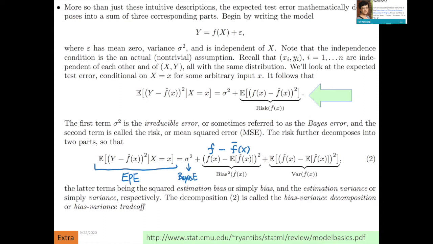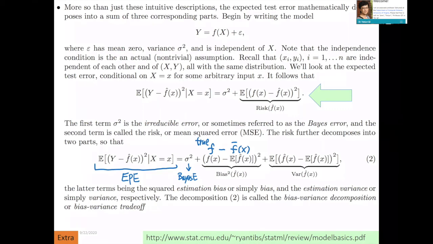So think about the semantics. F is my truth, and f bar is its expectation. So when you have so many different training sets, that's the average f you're going to get. And f truth minus f expectation means, on average, how different is my assumed model versus the true model. So that's why it's called Bayes.